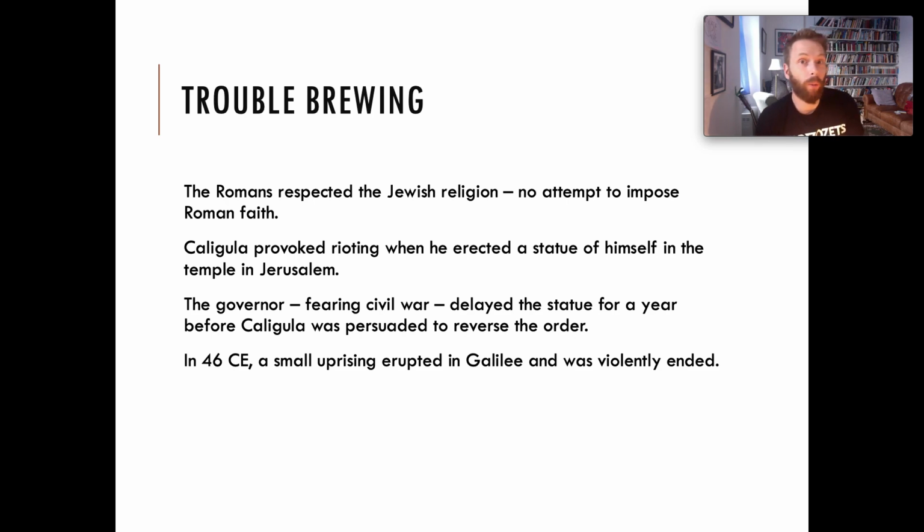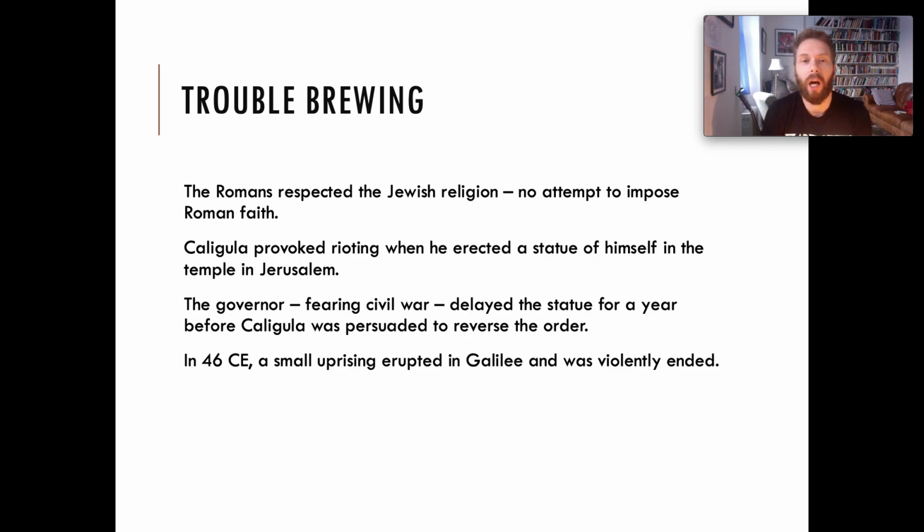That's not to say that the Romans always behaved well. Caligula, for example, because he was, shall we say, colourful, wanted a statue of himself erected in the temple in Jerusalem, which is as culturally insensitive a move as you could hope to make. That provoked rioting.